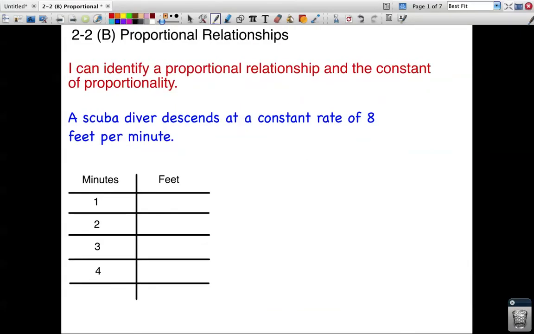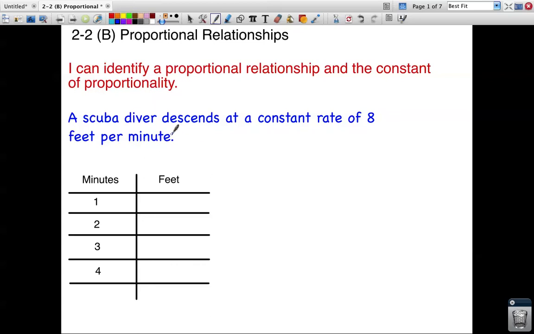All right, hello everybody, and this is the second video for lesson 2.2 for proportional relationships. What we're going to do today is identify proportional relationships and the constant of proportionality. It sounds like a lot of big fancy words, but this is actually nothing too new and nothing that we haven't done before. So it's all going to be pretty familiar, we hope.